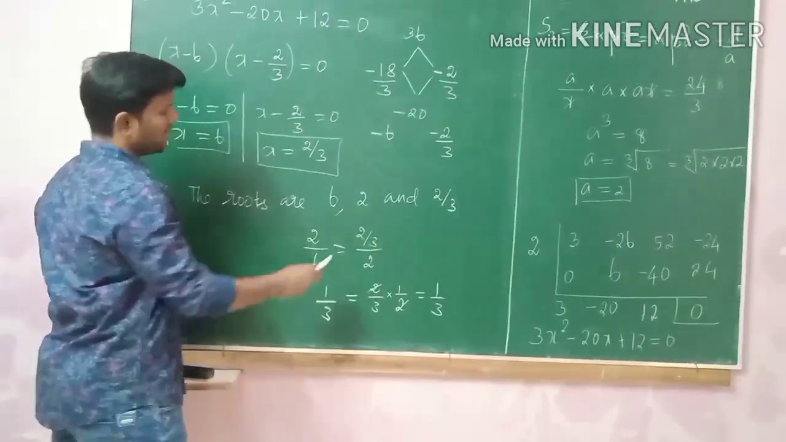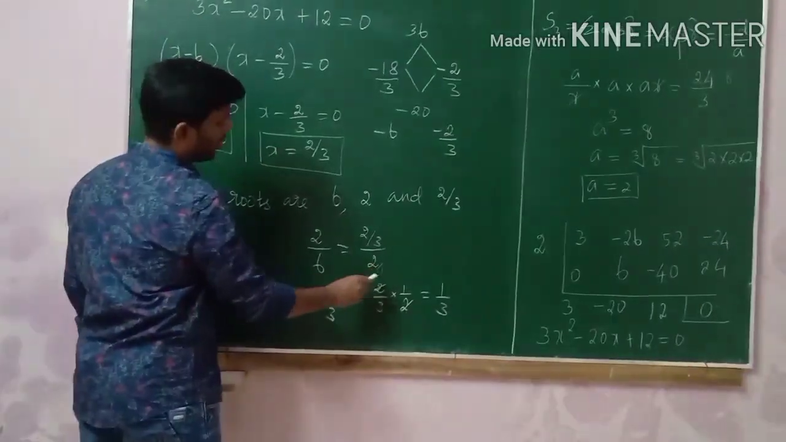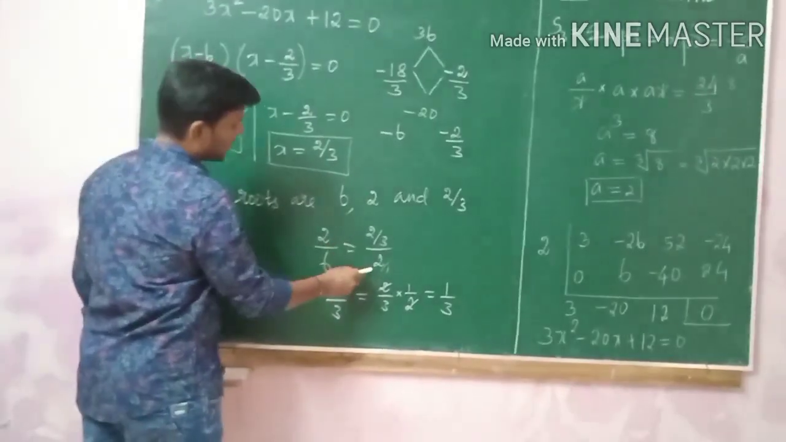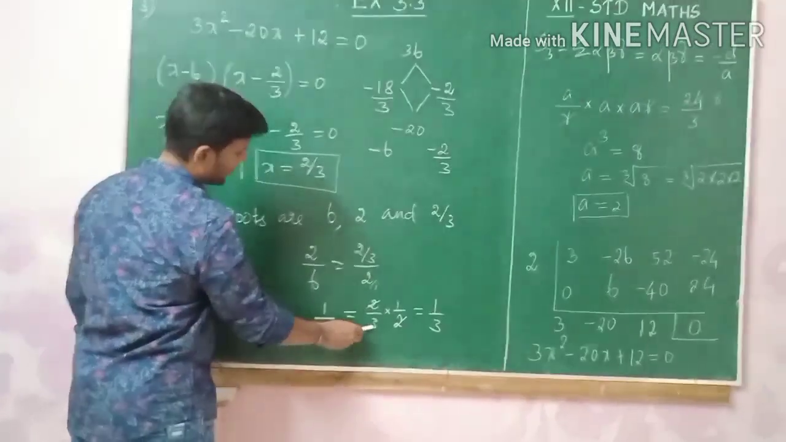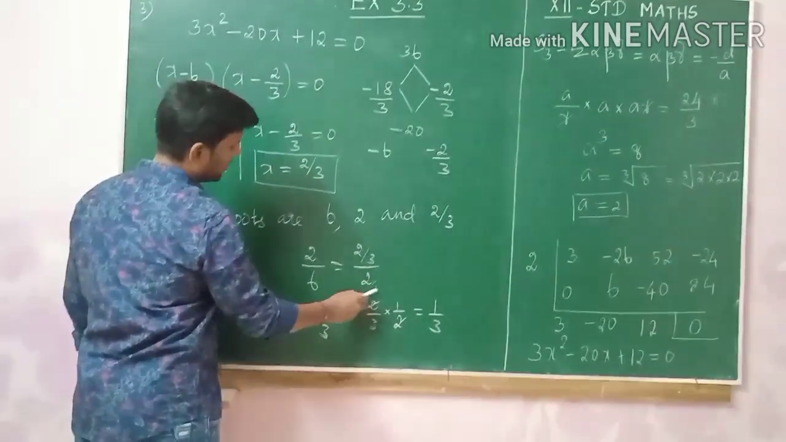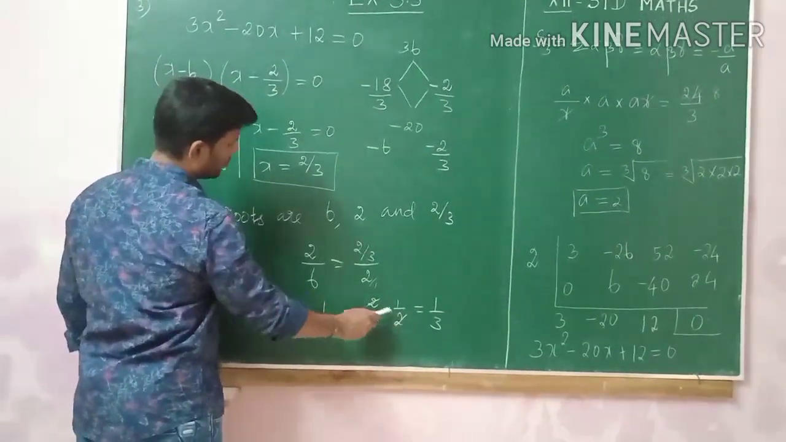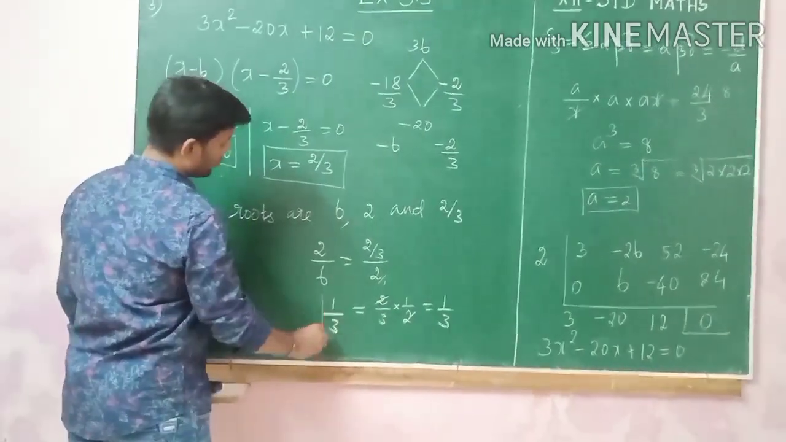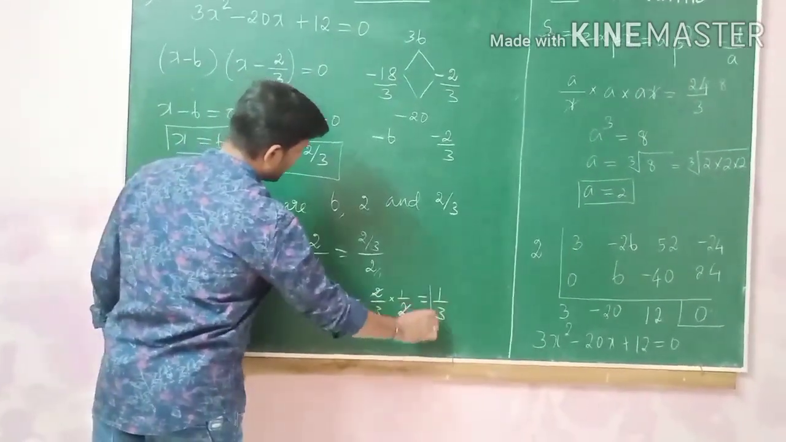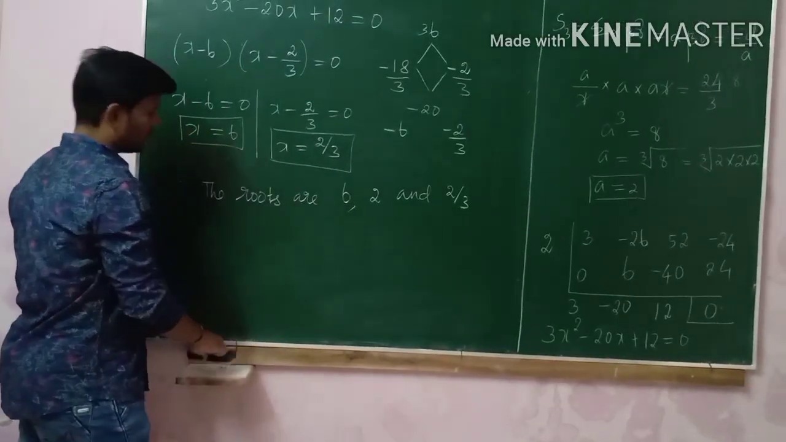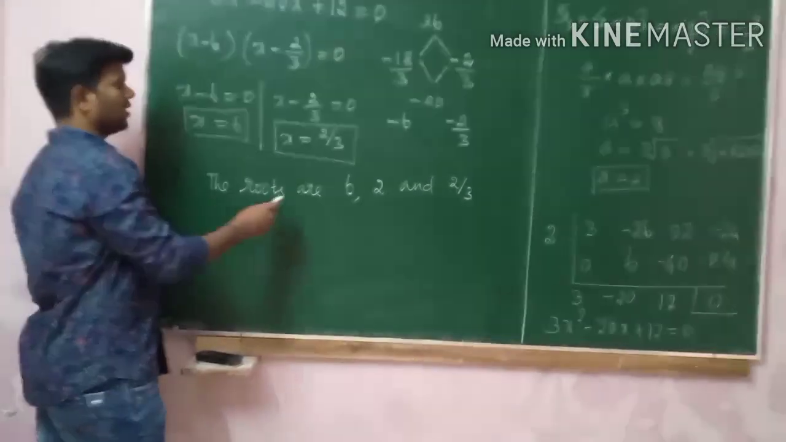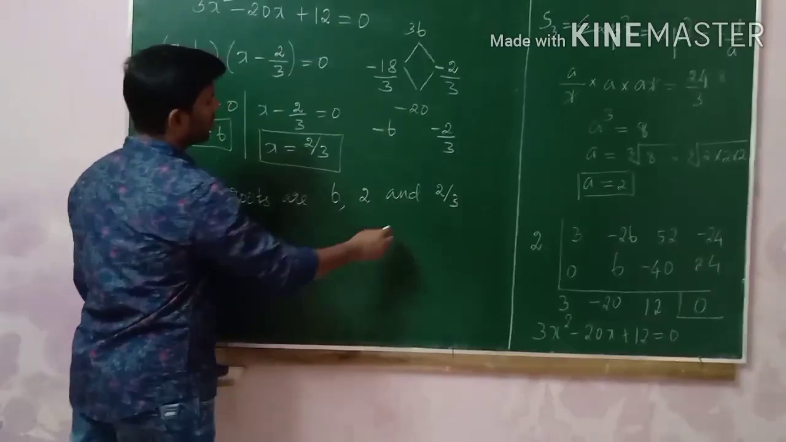So 2 cancels. It is also 1 by 3. How do we divide two fractions? When we divide two fractions, 2 by 3 by 2 by 1, the first fraction stays as it is, multiplication sign, reciprocal of the second fraction. So 2 cancels, 1 by 3. So the common ratio is equal. The 3 roots form a geometric progression. Therefore the roots are 6, 2 and 2 by 3.